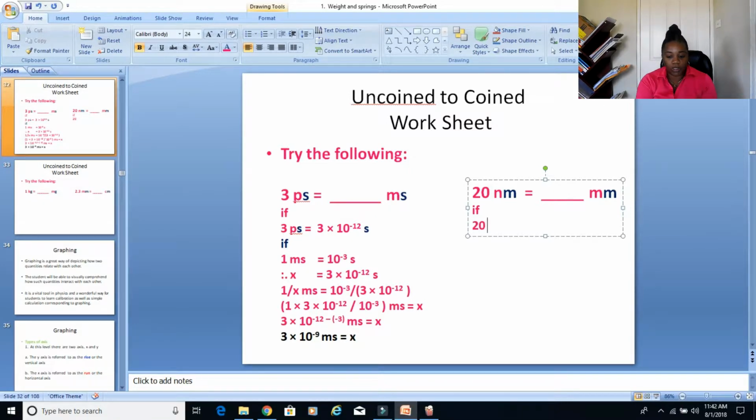Right, so you're going to say 20 times, I'm going to just paste what I had before, so I don't have to worry about anything. Times 10 to the negative 9. And we just get rid of all this. So we got rid of the nano. And what I'm going to do is write it just like how the next side is. You see how this side is? And I put if 20 nanometers is equal to 20 times 10 to the negative 9 meters, because we got rid of the nano.